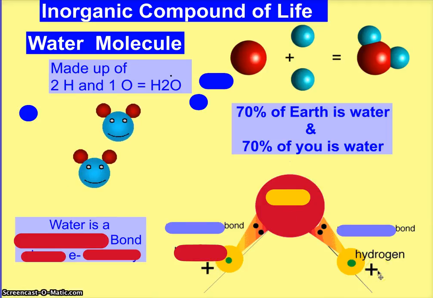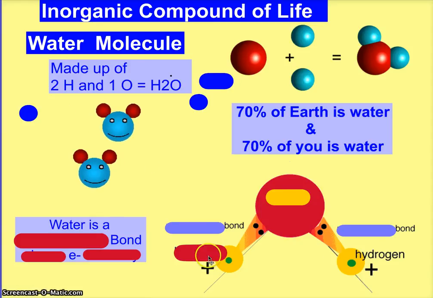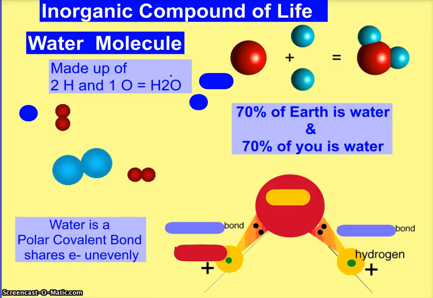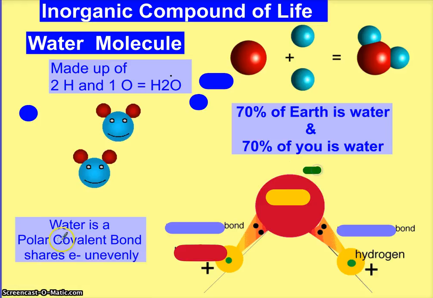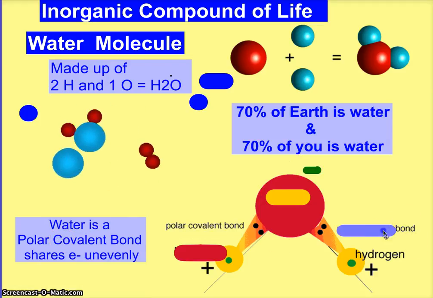So who could tell me what type of bond water forms when it combines its hydrogen and oxygen? Polar covalent bond. How do you know that? Because there's charges. They're sharing electrons, but they're sharing them unevenly, and there should probably be a negative charge up here because the positive charge is on the hydrogen end, okay?